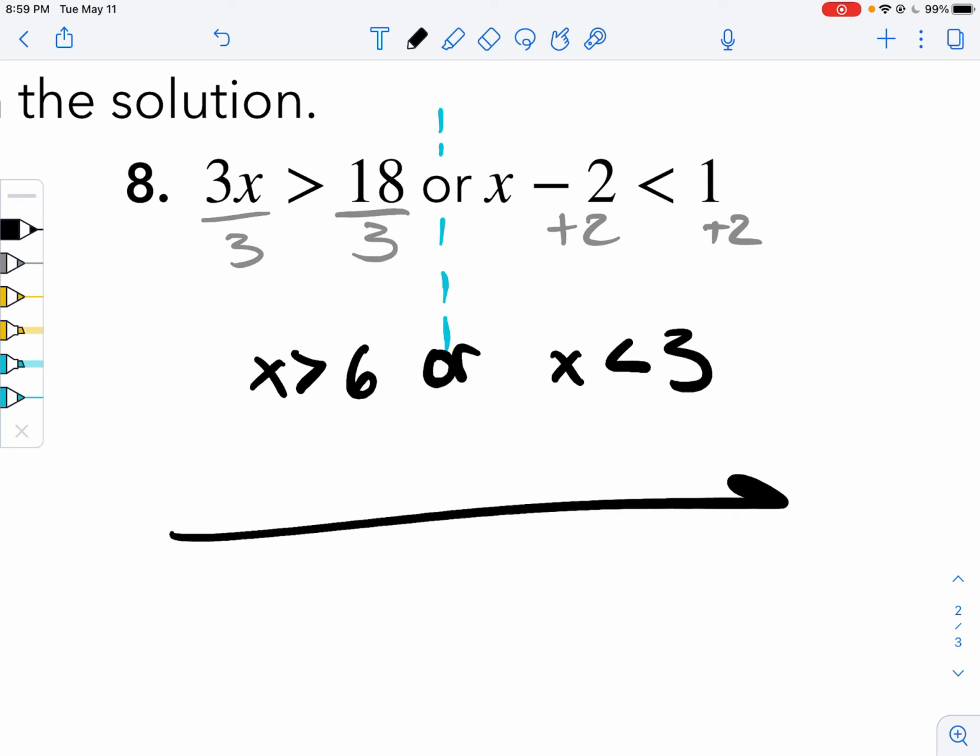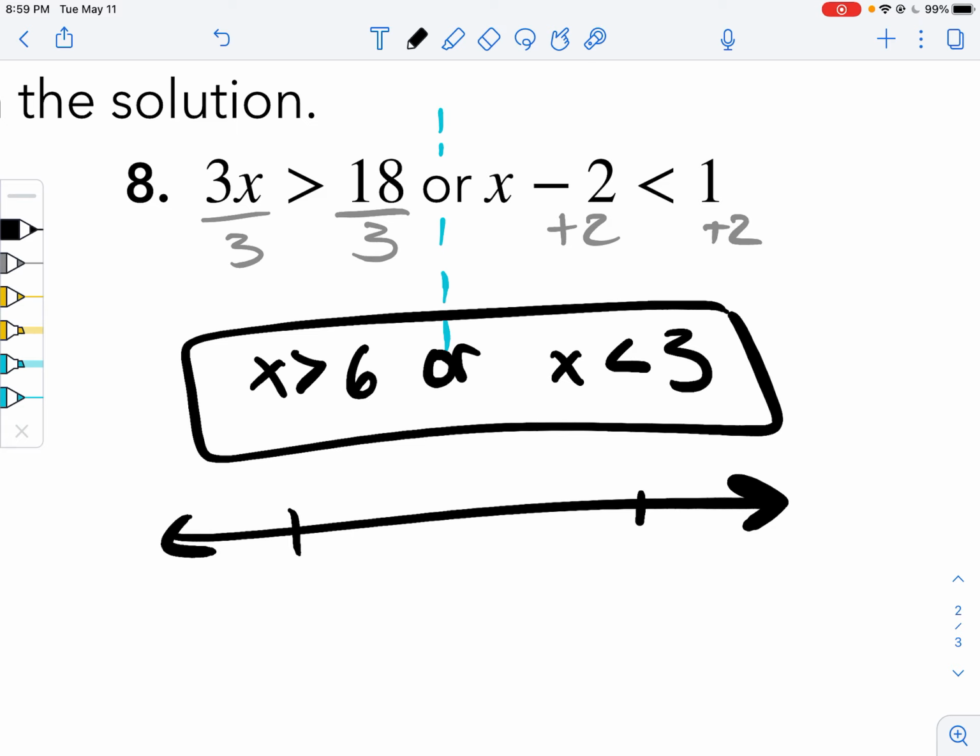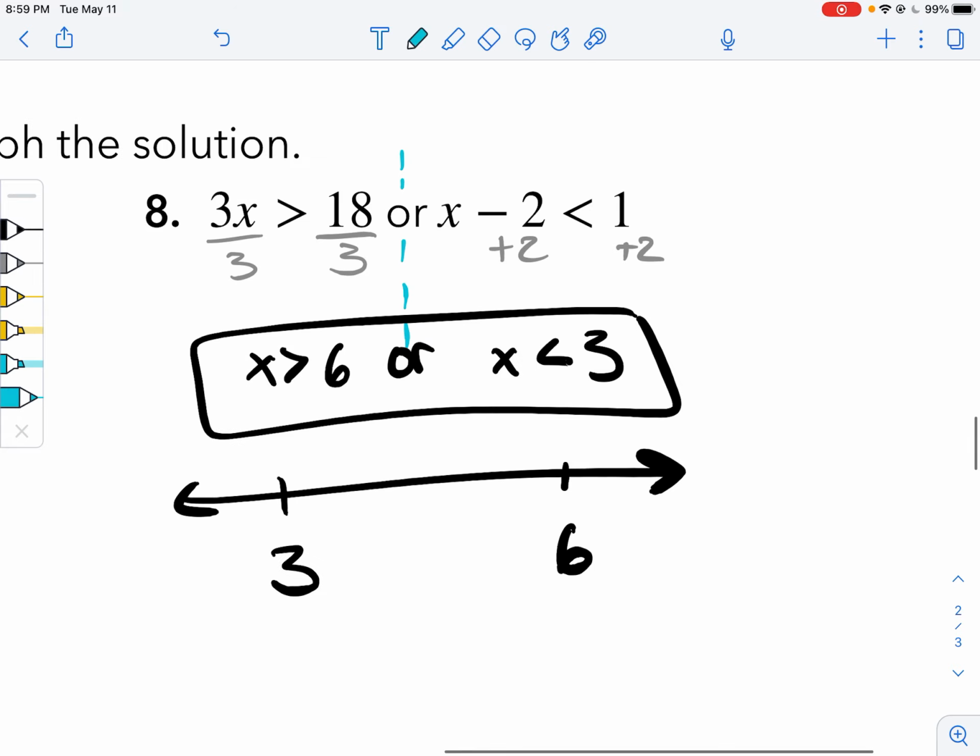And now we need to put this all on a number line. The numbers we're dealing with are 3 and 6. So either x is greater than 6, which gives us an open circle at 6 going greater, or x is less than 3, which gives us another open circle at 3 going less than. Because remember, or splits and and overlaps.